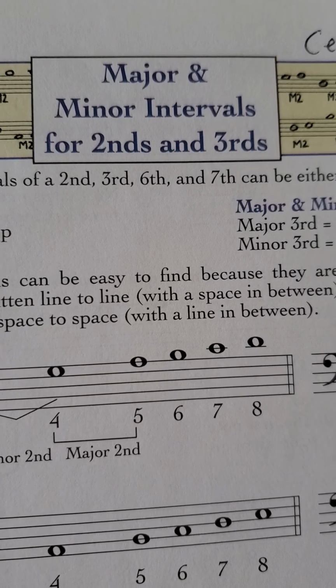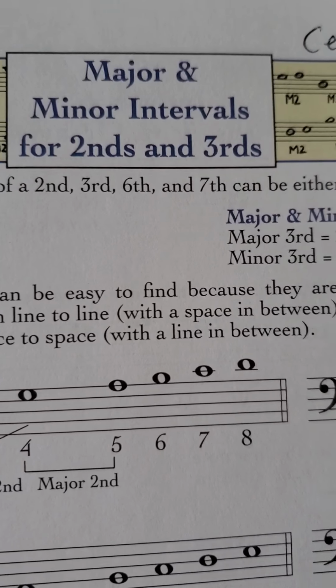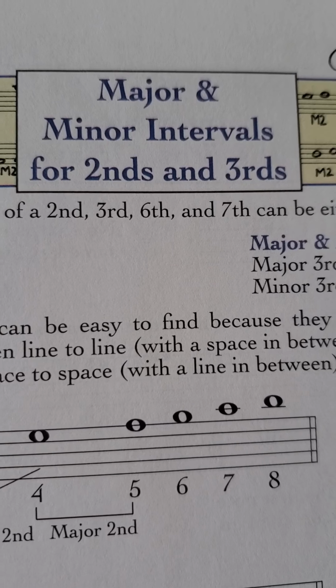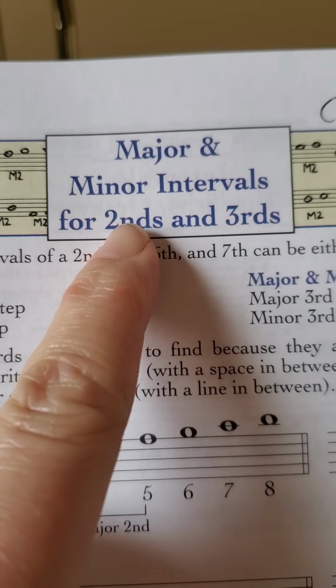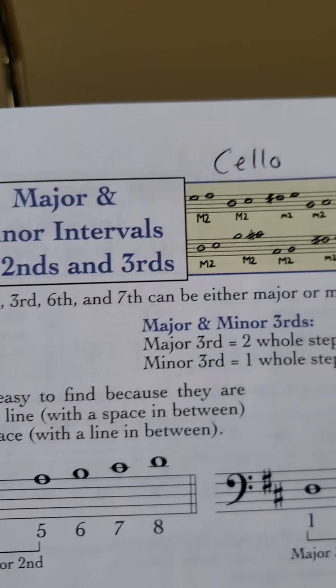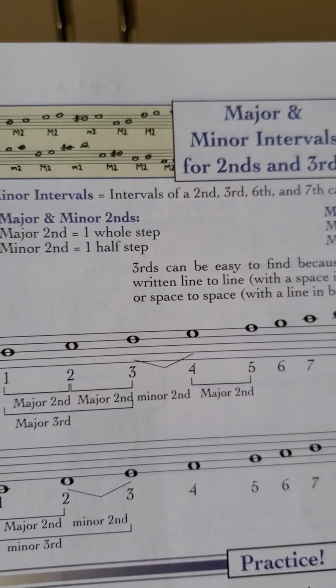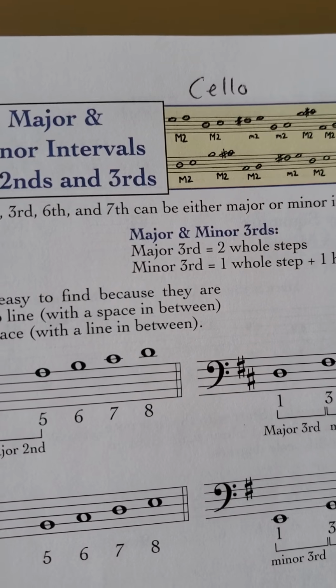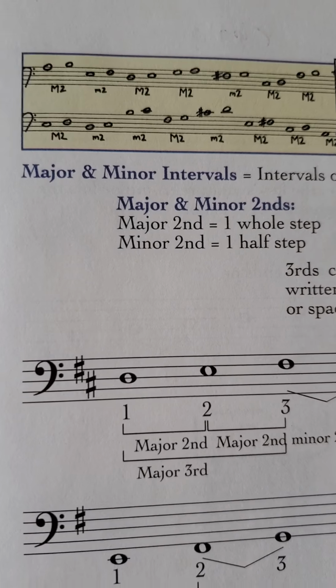This is April the 8th, and today we're going to continue talking about intervals, but we're going to look at major versus minor. So you're going to look at just seconds and thirds today. I'm going to work out of the cello book, but the PDF attached has it specific for your instrument, so you can take a look at that to specify.